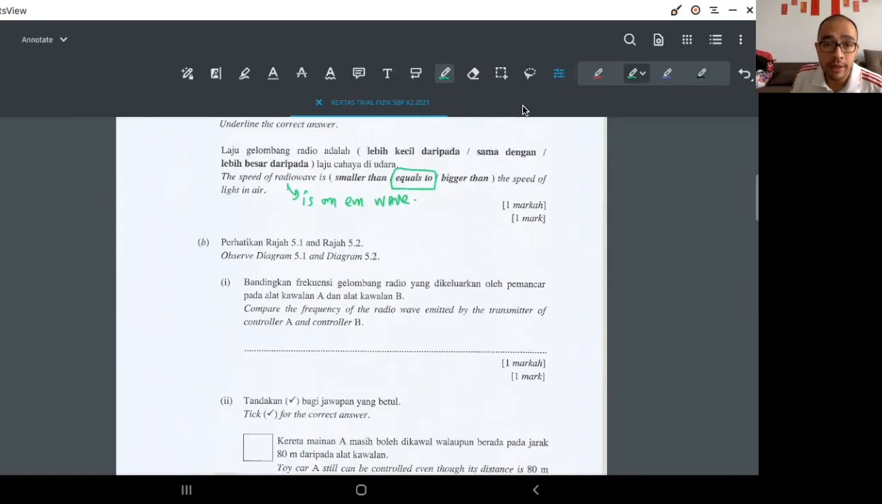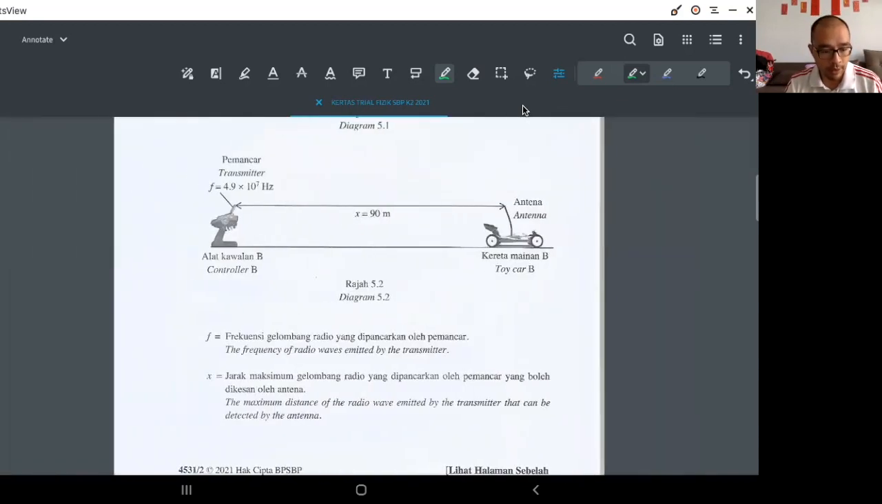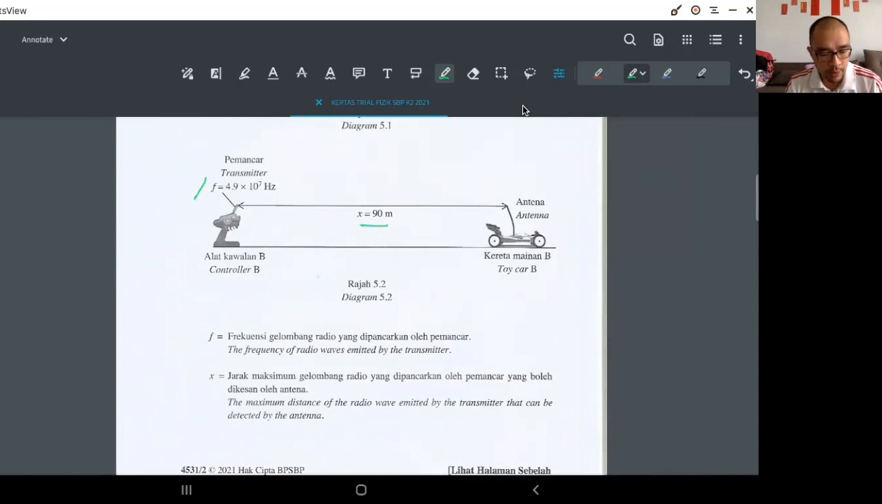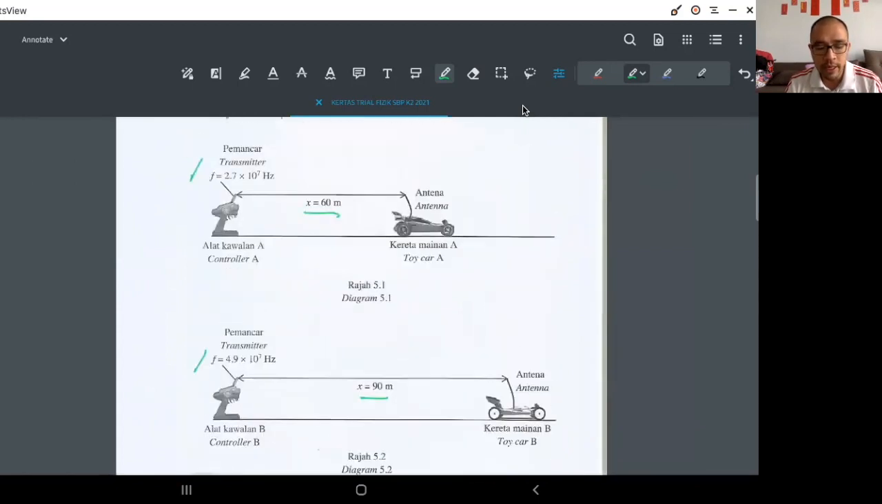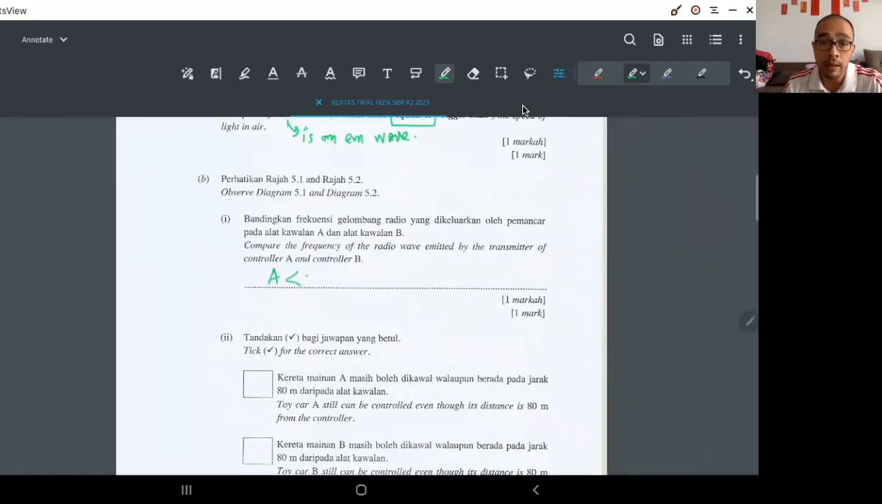Now, observe diagram 5.1, 5.2. First thing they ask you is to compare. Again, I mention again, number 5, number 6, you expect to see a comparison question. Compare the frequency of this one. This one very easy lah. One is 2.7, one is 4.9. So obviously A is less than B lah. And I don't think I need to mention this again and again lah.